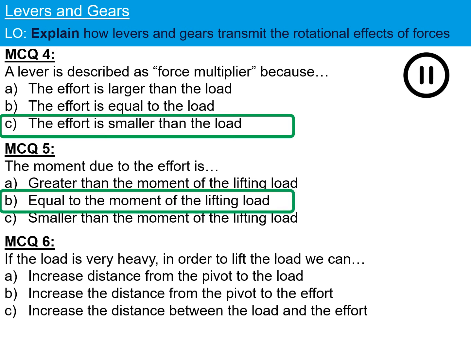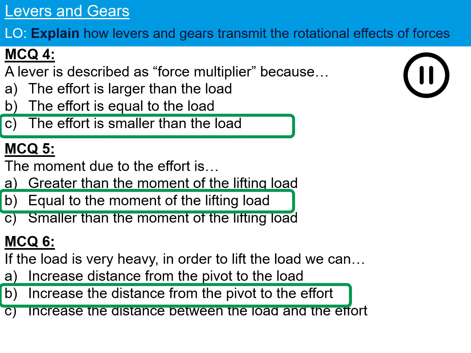Number 5, the moment due to the effort is equal to the moment of the lifting load. Really important, we're going to be using that in our calculations. And number 6, if the load is very heavy, in order to lift the load, we can increase the distance from the pivot to the load. This is very important because if the effort is far from the pivot, we've got a large moment due to the effort, and therefore we can lift a heavier load.